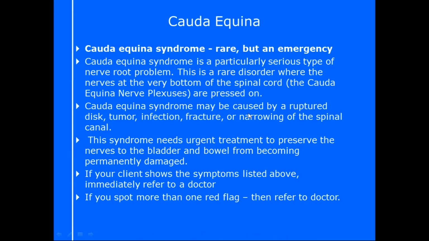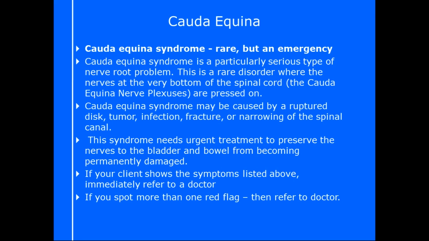It's a nerve root problem, and it's a rare disorder where the nerves at the very bottom, like I was saying, the cauda equina nerve plexuses, become pressed on. They have some pressure occurring through them. This cauda equina syndrome may be caused by a ruptured disc, a tumour, infection, fracture, or that spinal stenosis that we were talking about as well. The syndrome needs urgent treatment.